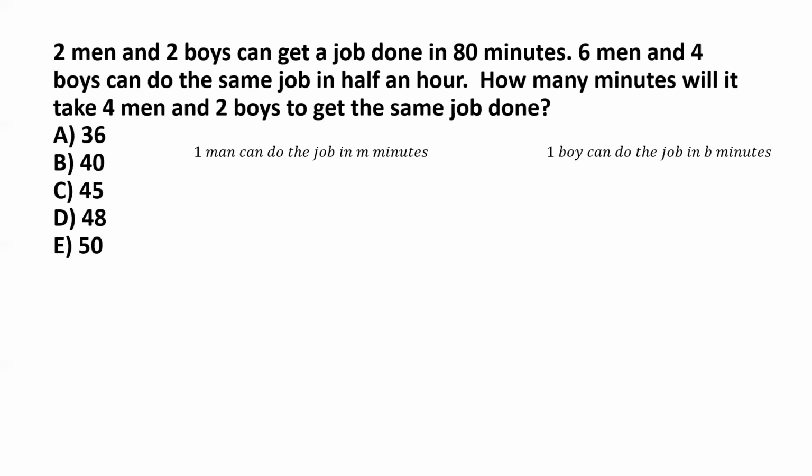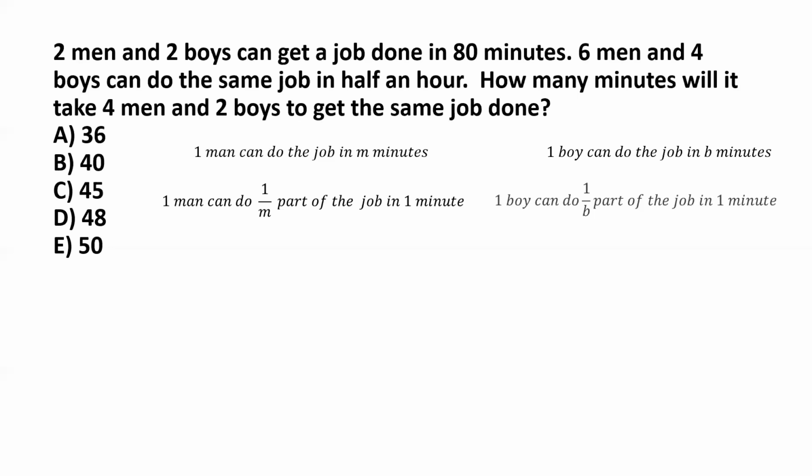And from this we can derive that 1 man can do 1 by m th part of the job in 1 minute. So we are basically now considering what fraction of the job 1 man accomplishes in 1 minute working by himself. And we do the same thing for the boy. What fraction of the job does 1 boy accomplish working by himself in 1 minute? So that will be simply 1 by b.